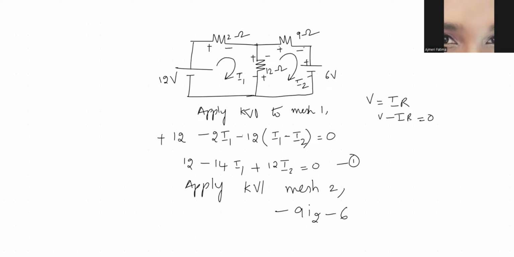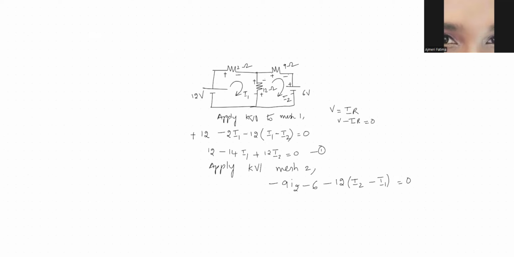Now plus 2 minus is again a drop. Minus 12 into, I'm considering I2, so I2 will be positive and I1 will be negative, equals 0. So minus 9I2 minus 12I2 is how much? Minus 21I2 minus 6 plus 12I1 equals 0. This is your equation 2.